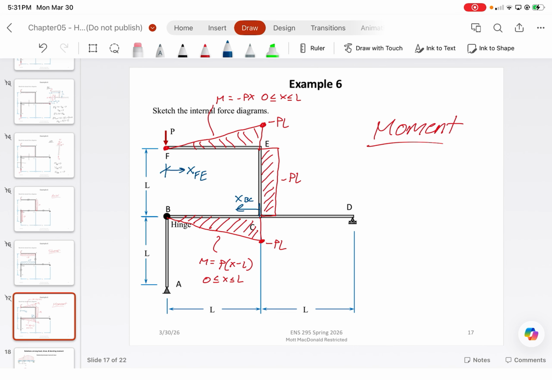Any questions about frames at all? No? Everyone understand? Feeling comfortable?